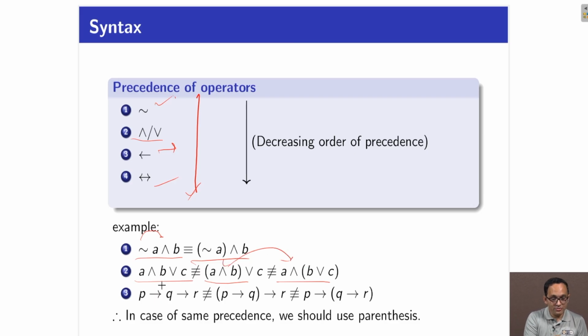So, in the case of formulas with the same priority, you need to give parentheses, deciding whether you want this or that. Similarly, when you have p implies q implies r, it can be this or this, but they are not equivalent. Again you have to decide which one you need, and accordingly parenthesize when you are using logical connectors of the same precedence.